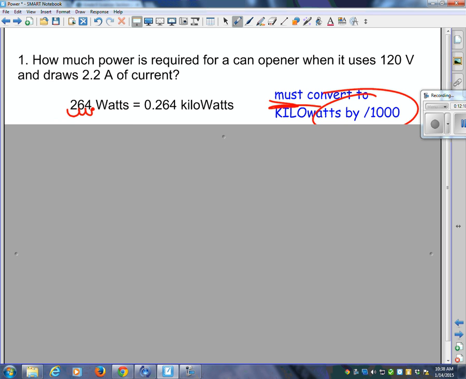But what if we have more than 1,000 kilowatts? Well, then it's going to be like 1.6 kilowatts or something, right? If you had like 1,600 watts, it would be 1.6 kilowatts. So how much power is required for a can opener that uses 120 volts and draws 2.2 amps of current?